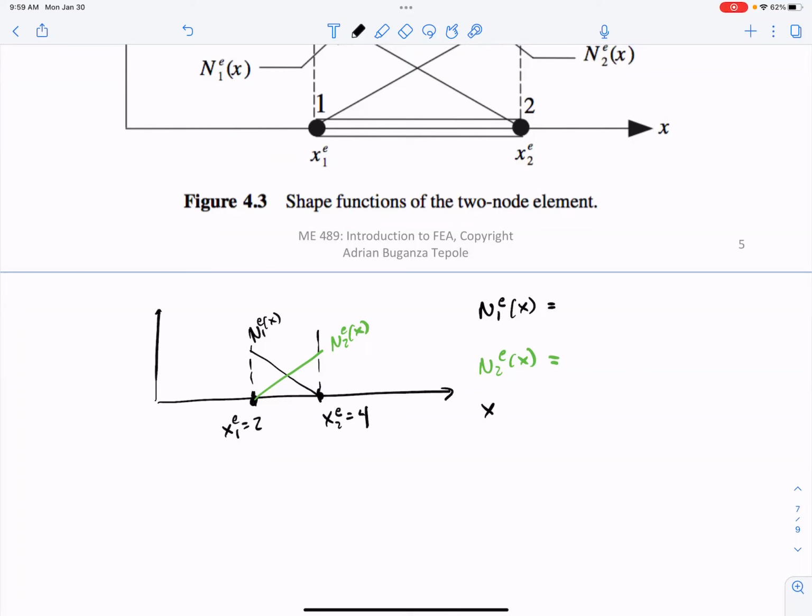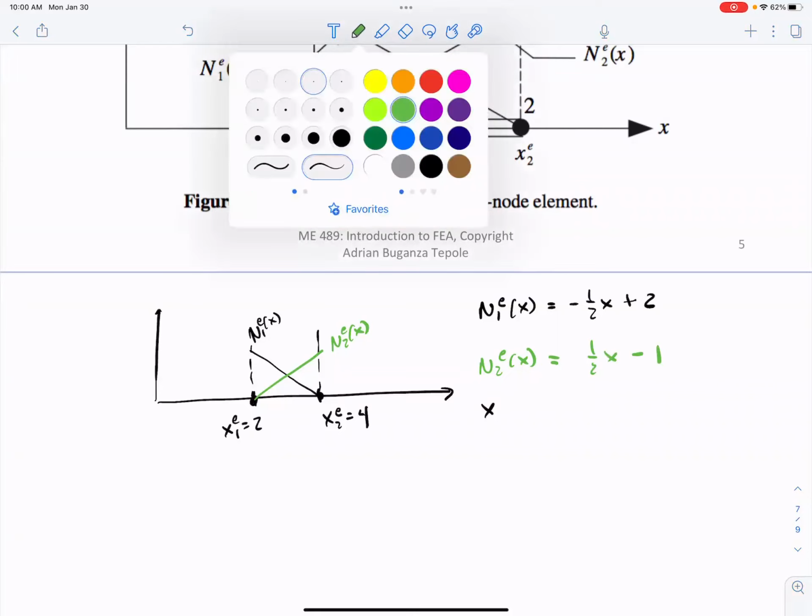All right, so what is N1 for this element? No takers. Minus half X plus 2. Minus half X plus 2, I will check in a sec. And what is N2 of X? I'll give you a way of doing this that is also very systematic and will work for any X1, X2. Half X minus 1. Let's hope that is correct.